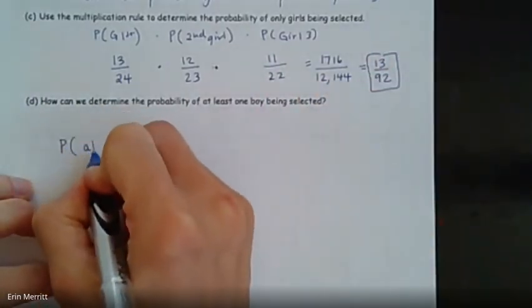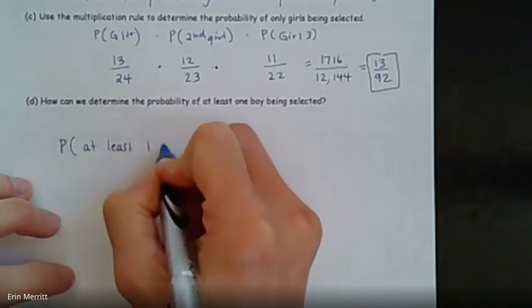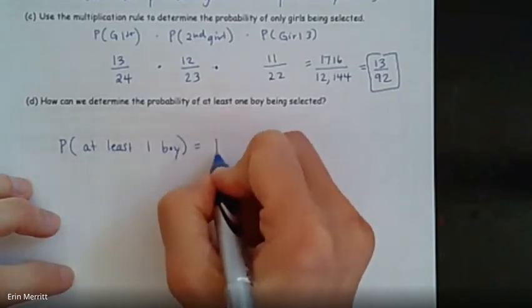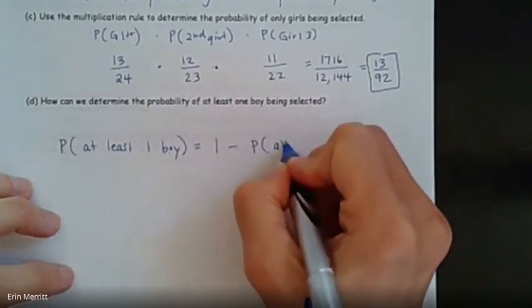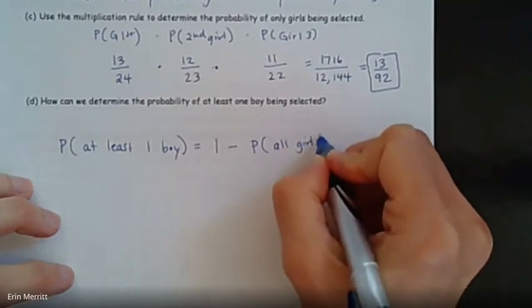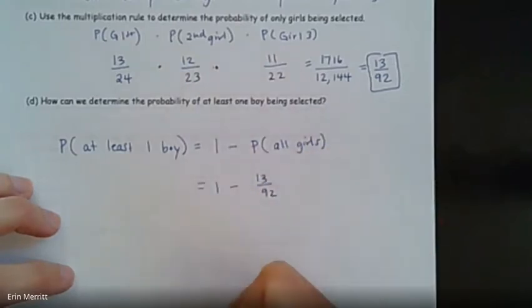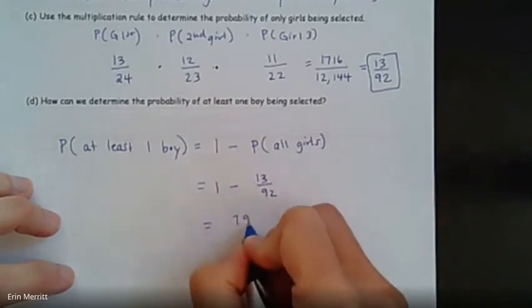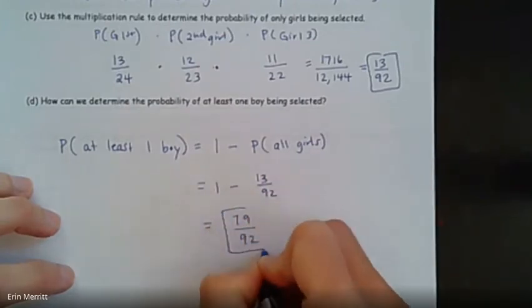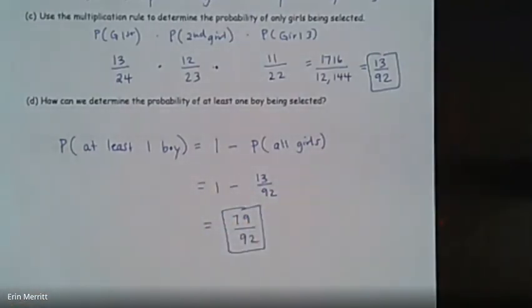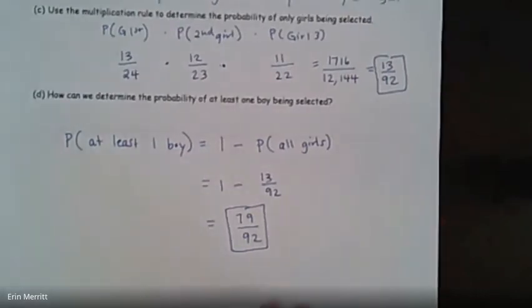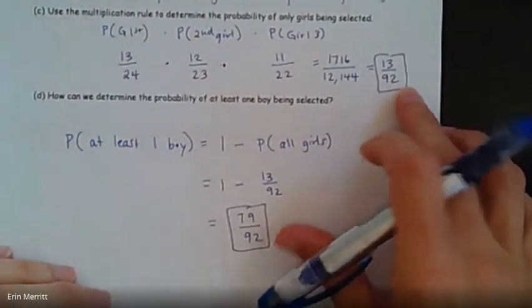So if I want to find the probability of at least one boy, it's 1 minus the probability of all girls. So 1 minus 13 out of 92 is going to leave us with 79 out of 92. There you go. So sometimes you just have to get a little crafty and think, how would I calculate this? Rather than trying to calculate all the cases where there's 1 boy and then 2 boys and 3 boys and add them all up, just take out the cases that don't have any guys in it.